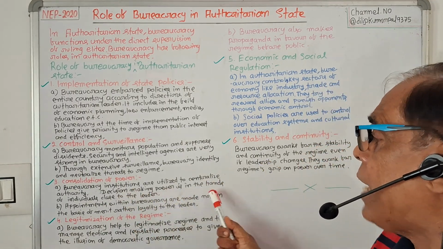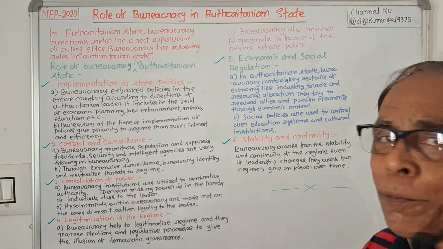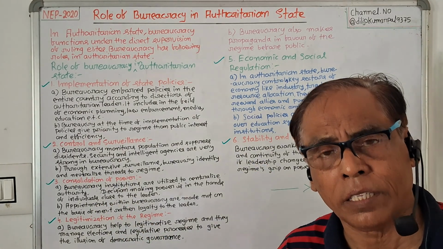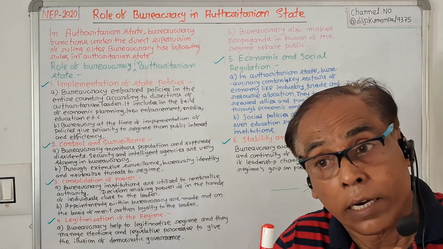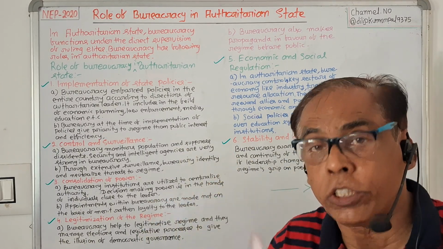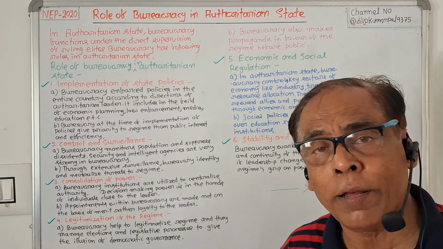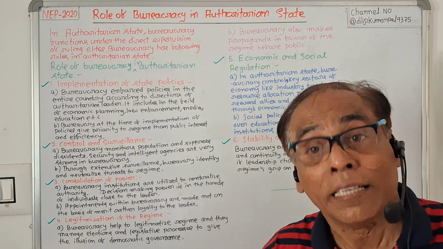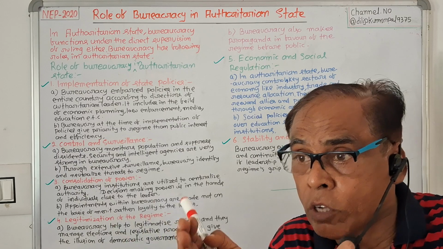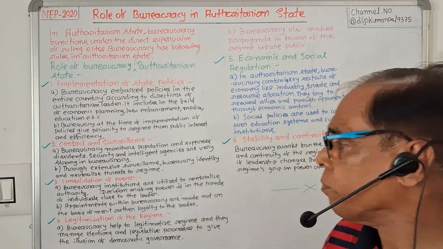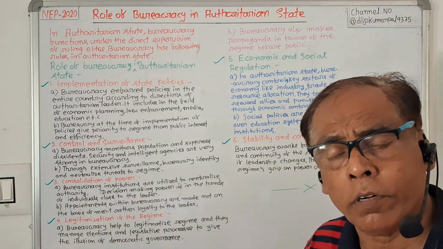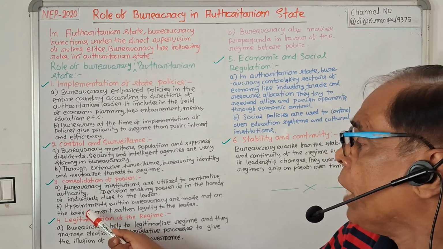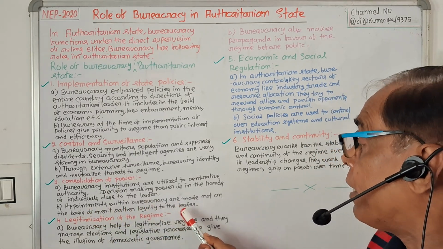Decision-making power is in the hands of individuals close to the leader. In authoritarian state, bureaucratic institutions are utilized for the concentration or centralization of power, and in the system, decision-making power is in the hands of individuals who are close to the leader.